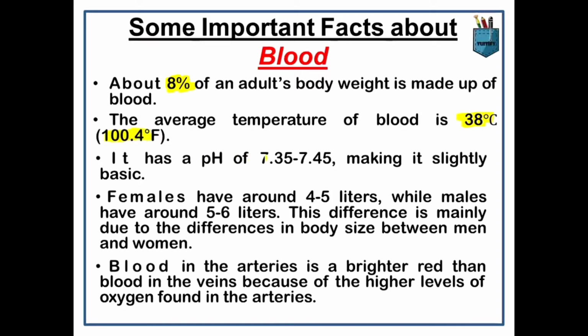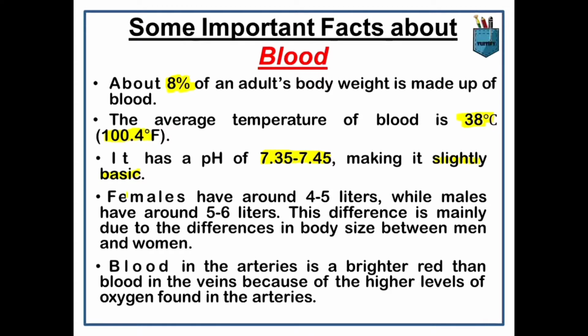It has a pH of 7.35 to 7.45. We all know that a pH above 7 is in the basic range and below 7 is acidic. So blood is slightly basic in nature.